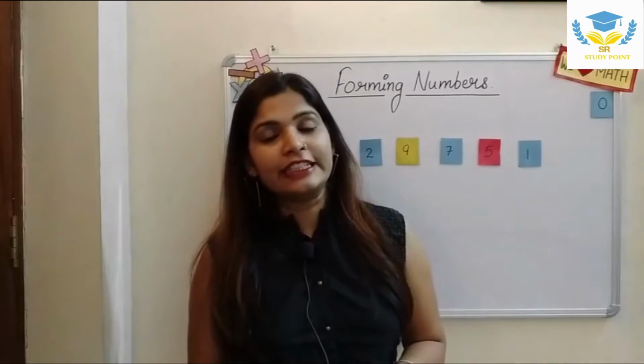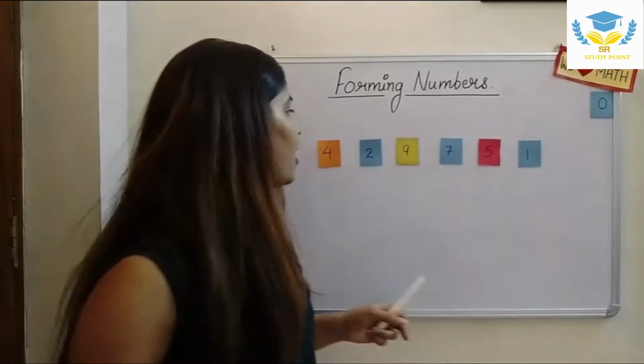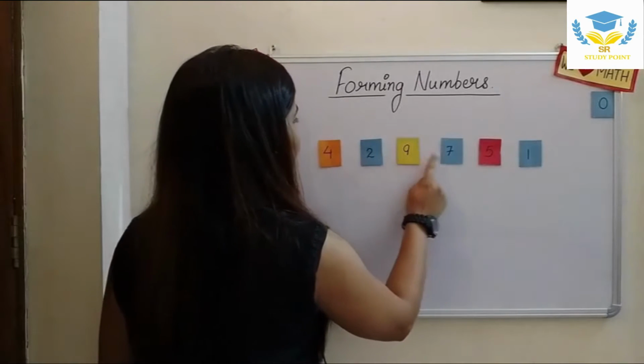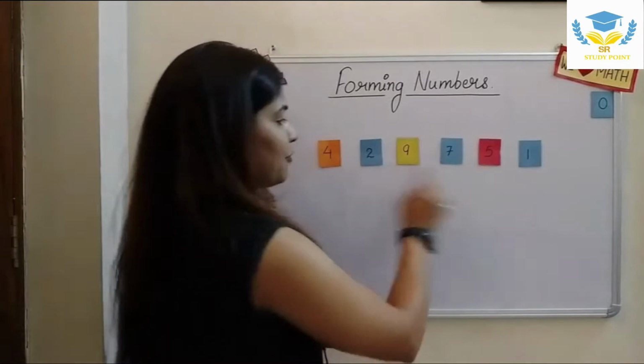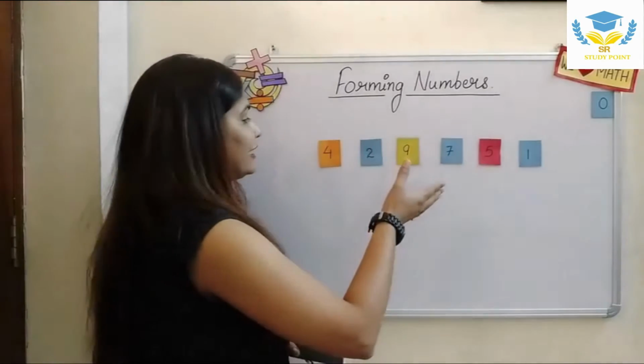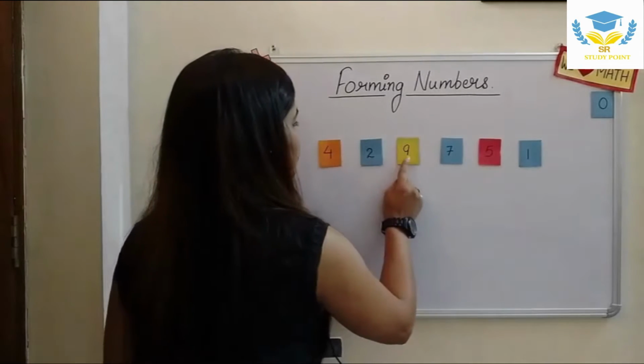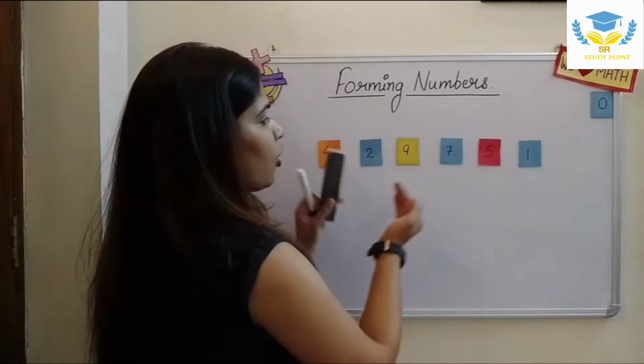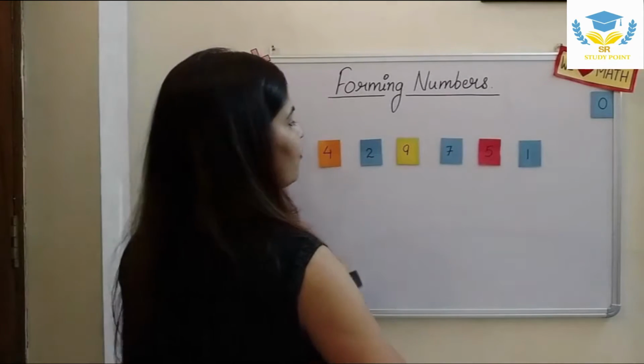So for this, let us recall our previous topic, that is, what is a number? Number is a combination of the digits, given digits. Let us see how. See, I have 6 digits over here: 4, 2, 9, 7, 5 and 1. If I am reading like this, these are known as the digits: 4, 2, 9, 7, 5 and 1. If I combine all these digits together, it will form a number.